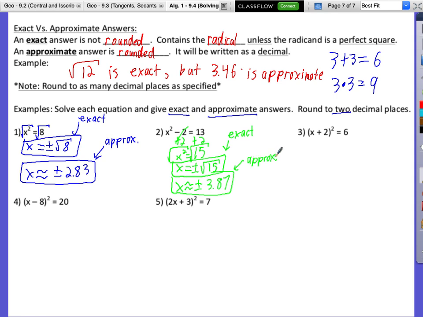Now, do you have to label this exact and approximate every time? Am I going to know which one's exact and which one's approximate? Yeah, because the exact has a square root, the approximate has the squiggly equals sign, and it's a decimal. Can you just write E and A too? You don't have to even write anything, but if you want to write E and A, you can.